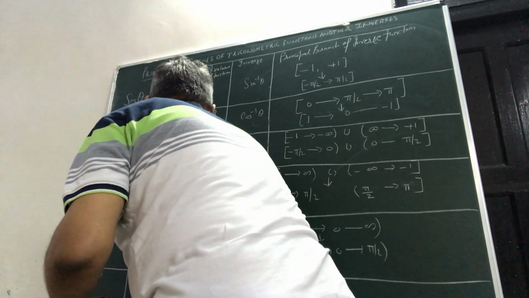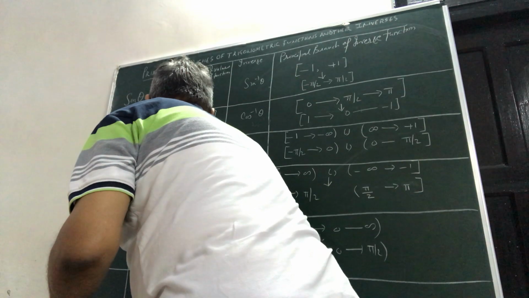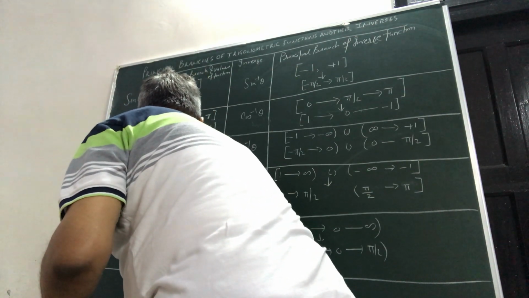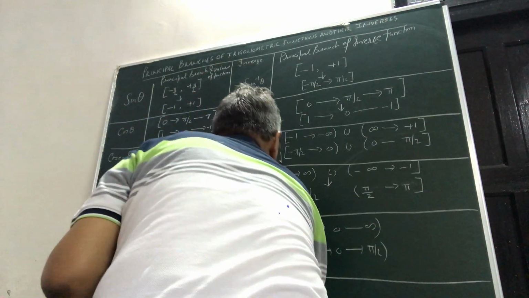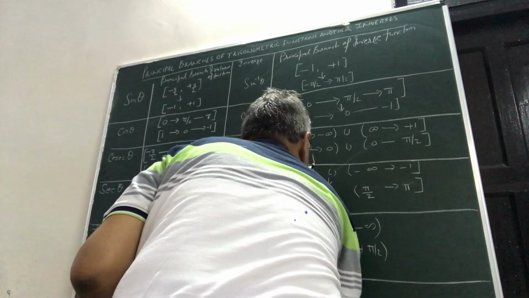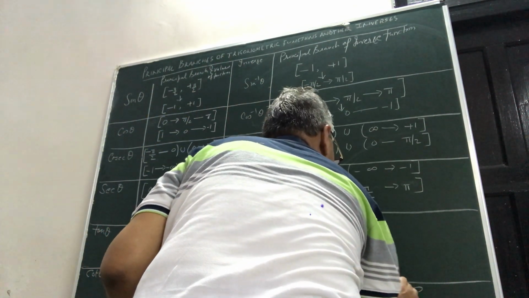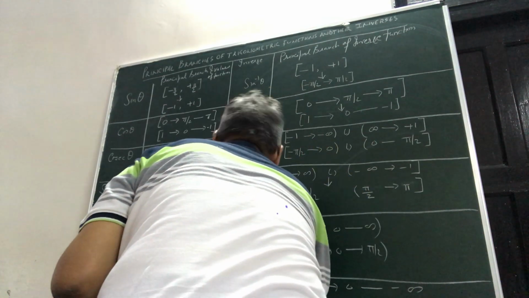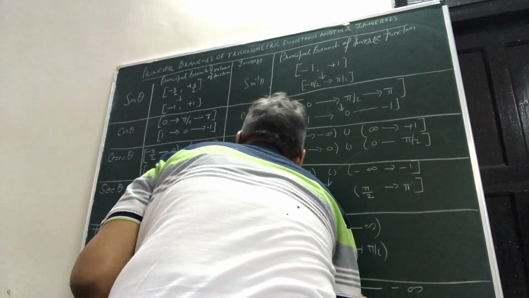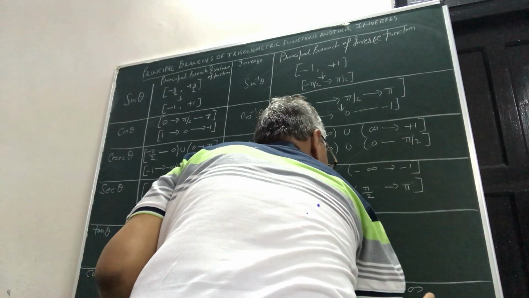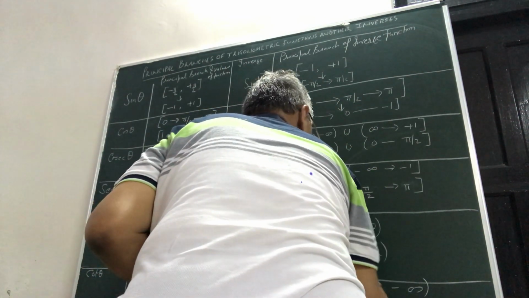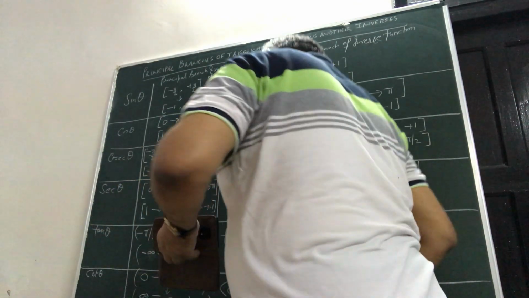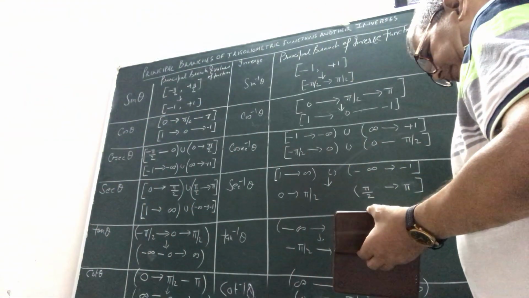Write this: 0 to pi by 2 to pi, on it the value will go from infinity to 0 to minus infinity. For cot inverse theta, write the reverse of this: infinity to 0 to minus infinity, and here it will be 0 to pi by 2 to pi. Open on both sides. Inverse. Okay? Here you go.